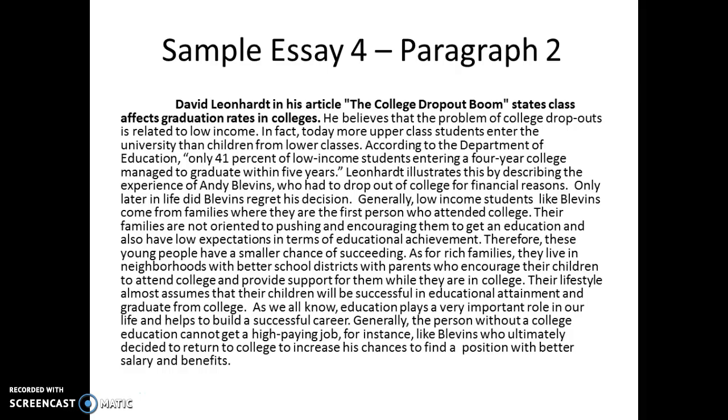And then she also just adds some logos, some general logical statements, like here, low-income students like Blevins come from families where they're the first person who attended college. The families are not oriented to encouraging them to get an education. Therefore, these young people have a smaller chance of succeeding. Whereas rich families, they live in better neighborhoods with better schools, parents encourage them and provide support for them while they're in college. So their lifestyle almost assumes that the children will be successful in education. So this is logos. So there's 2 pieces of evidence in this paragraph.